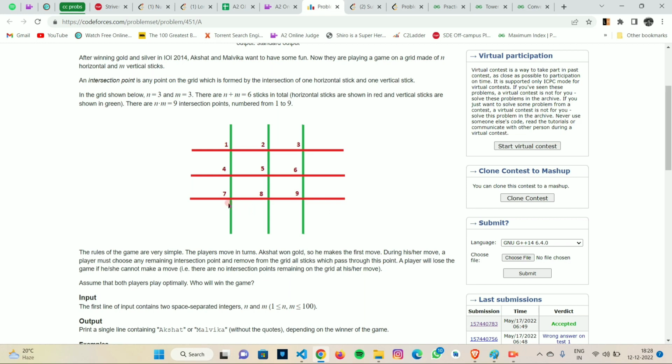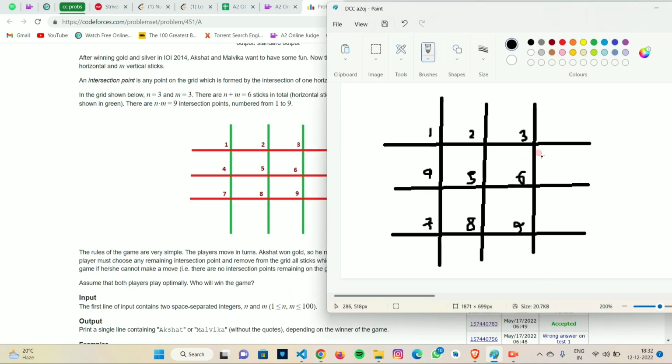and in a move a person can choose an intersection point and remove all the sticks that pass through that point. If you take any intersection point, you will find that there are only two sticks that pass through that point. For example, take this grid given in the question. Pick any one intersection point. For example, let us pick this third intersection point. Notice that there are only two sticks passing through this point. Similarly, for any other case, there are at most two sticks that pass through an intersection point.